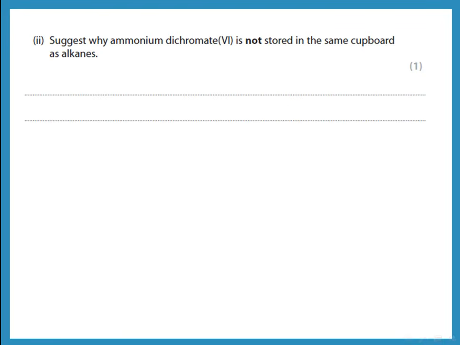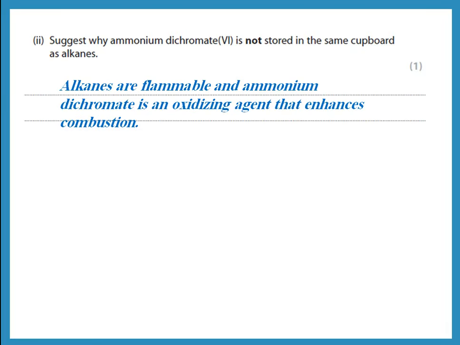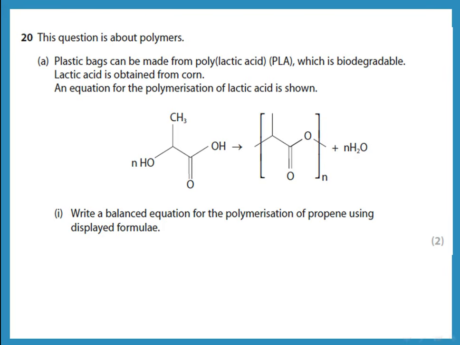Explain why ammonium dichromate is not stored in the same cupboard as alkanes. Now remember that alkanes are flammable. So do not put something that is an oxidizing agent next to it, because that would cause it to burn. Alkanes are flammable, and ammonium dichromate is an oxidizing agent, and that will help in combustion or enhance combustion.